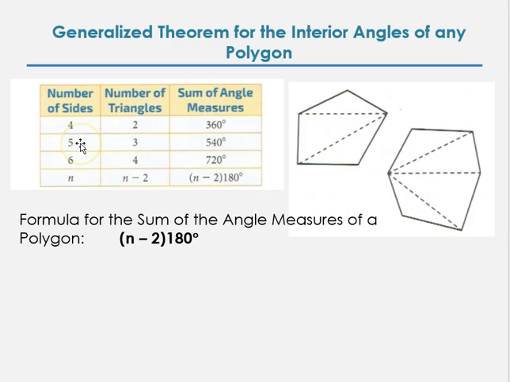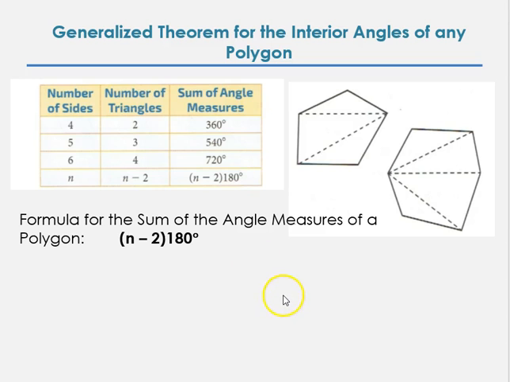Well, if we have five sides and we go ahead and draw diagonals, example is right here in the drawing, you'll end up with 1, 2, 3 triangles. 180 times 3 will be 540 degrees. If you have six sides, like this drawing, and you draw diagonals, you'll have 1, 2, 3, 4 triangles, and 180 times 4 is 720.